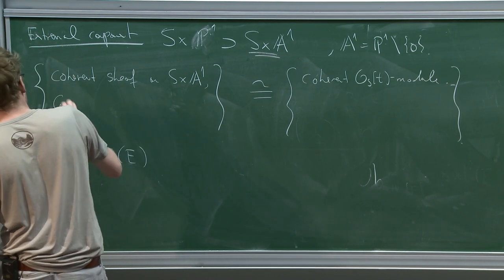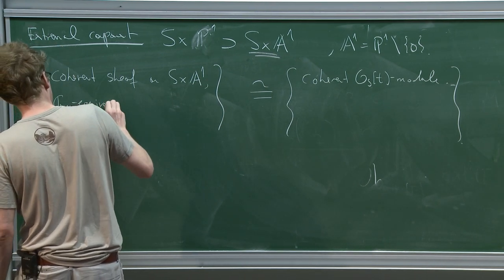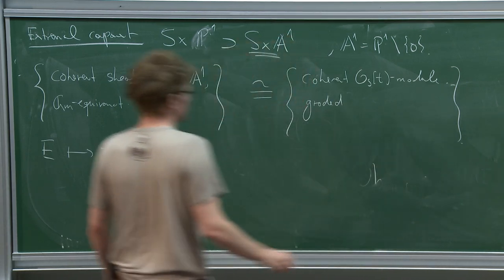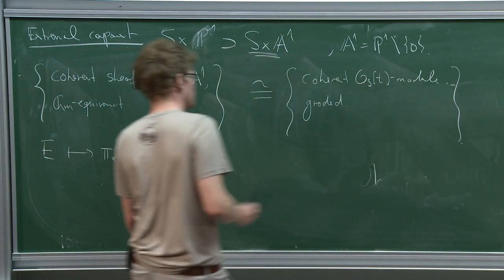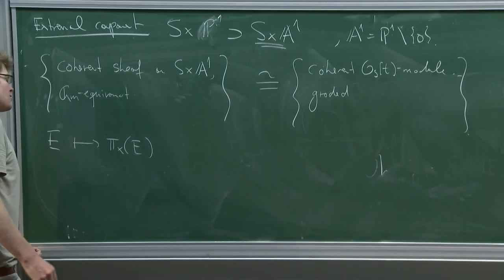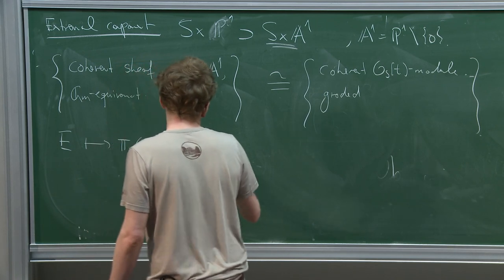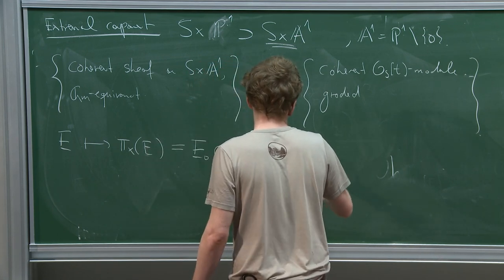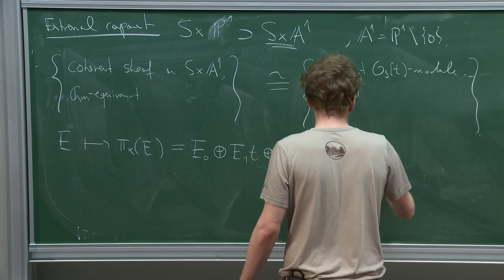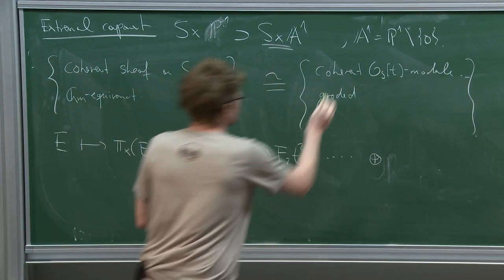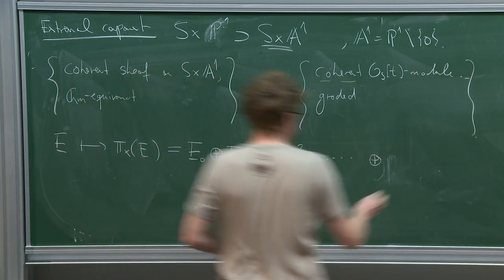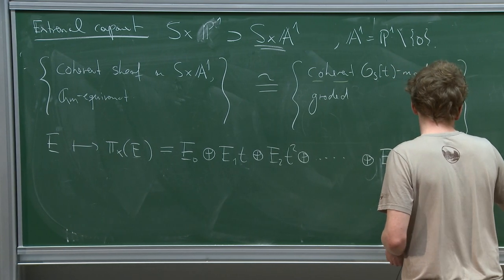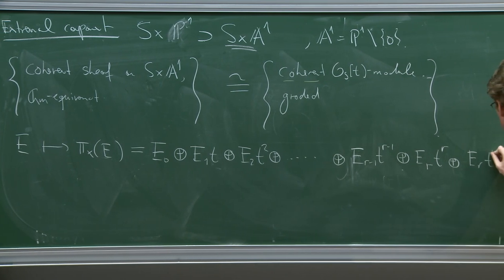And then if you also ask it to be Gm-equivariant, this corresponds on this side to saying that this sheaf should be graded. Grading with respect to this t is just the same as having this Gm-equivariant structure. So in particular, you can write your push forward as a direct sum of these sheaves. And then, since we look at a coherent sheaf, at some point this direct sum has to stabilize. So we have some E_{r-1} t^{r-1}, but then we have E_r t^r, and at this point it becomes stable.